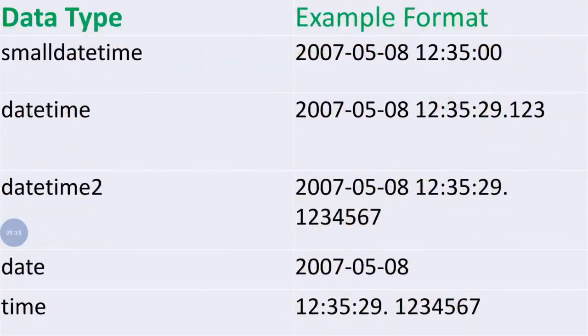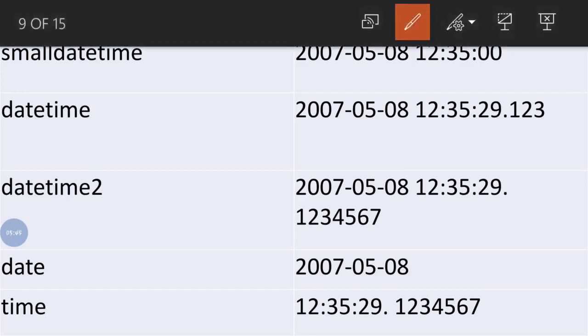So just look here, a smalldatetime. The example format is like this: date as well as the time. But if you see the time, there are no microseconds, only hours, minutes and seconds, not microseconds or anything like that. So that is called a smalldatetime. But in datetime, if you see here, you are able to store the microseconds as well. So that is the difference between the smalldatetime and the datetime.